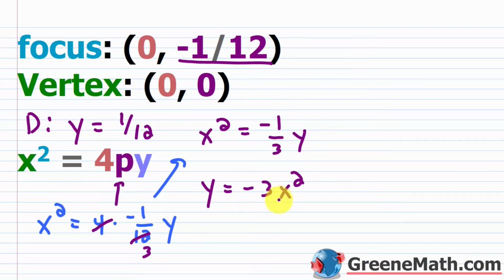So there's your equation. And again, you see that p is negative, and you know that you're going to open down, right? You know that if this right here, which is traditionally our a value, is negative, we know we open down. If it's positive, we know we open up. So again, for your focus, if it's (0, p) and p is negative, you're opening down. If it's (0, p) and p is positive, you're opening up.